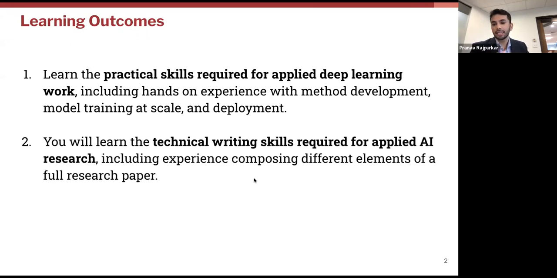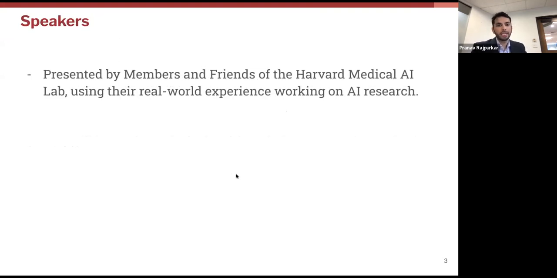And secondly, this course is designed over 2 days to teach you also technical writing skills that are required for applied AI research, including how to compose different elements of a full research paper. The speakers you'll be hearing from over the next 2 days are members and friends of the Harvard Medical AI Lab that will be using their real-world experience working on AI research to compose and present these ideas to you.